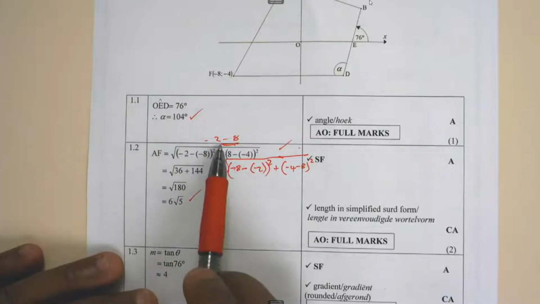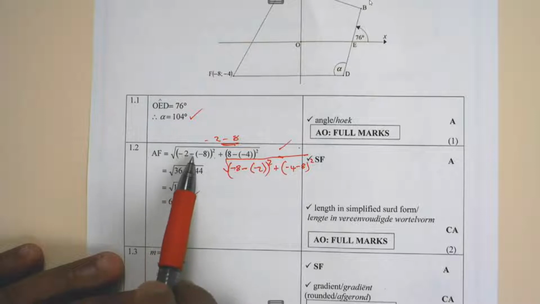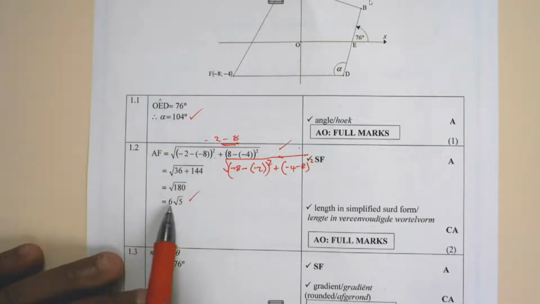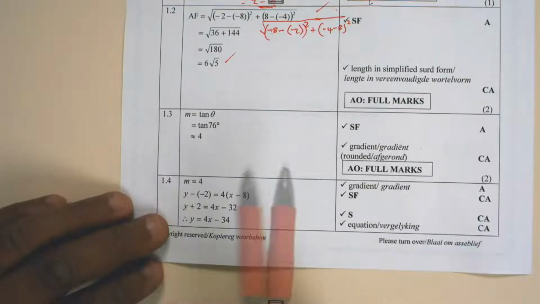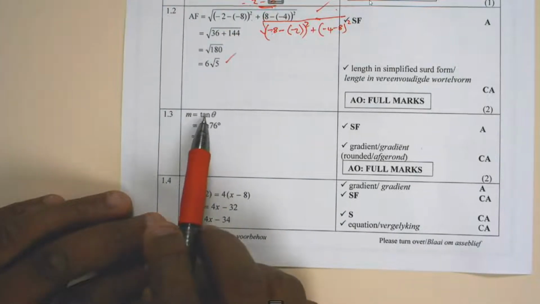You penalized a learner here, but he made a mistake, but the mistake done in the first step is correctly executed in the last step. That is a CA mark. Then a learner will get 1 out of 2, penalized 1 mark for substitution. And then when you get to 1.3, it says now find the gradient. The first mark, remember the gradient is equal to tangent theta.